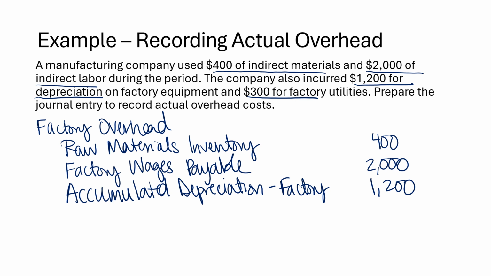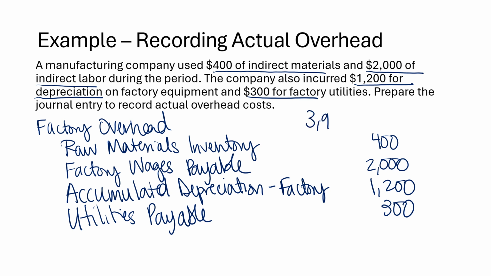And then $300 for factory utilities. So the account that we would use for that would be utilities payable, and that would be a credit also. $300. So those are all the credit amounts. So you want to add all of those up to get your debit for factory overhead. When you add up all those credits, it comes out to $3,900. So that is what you need to debit factory overhead. And that's how you record the actual overhead costs.